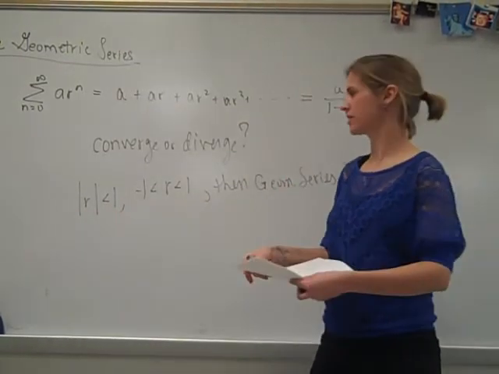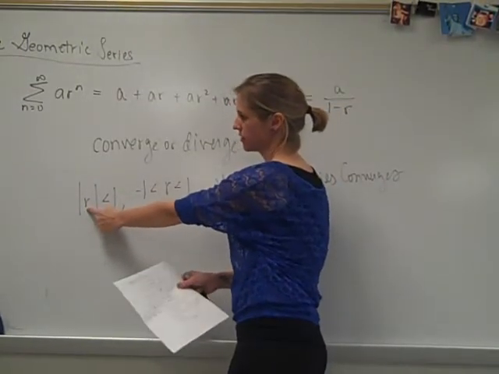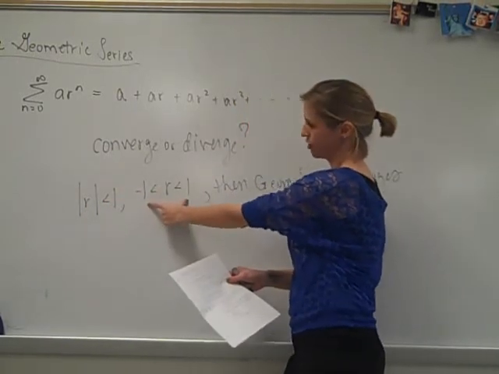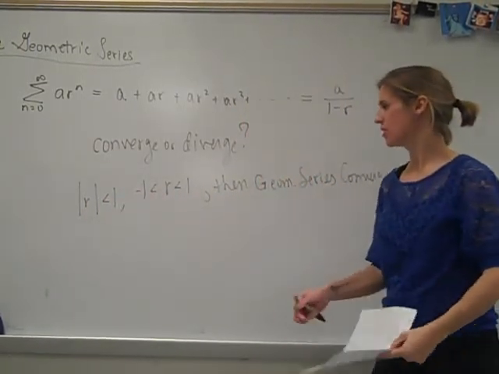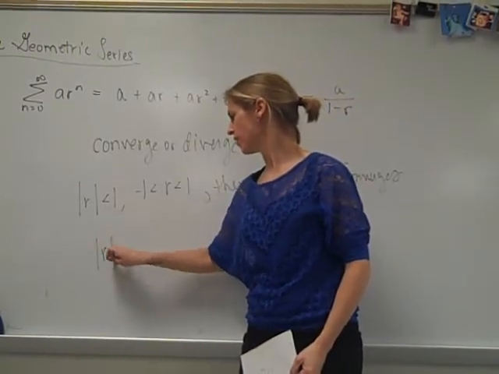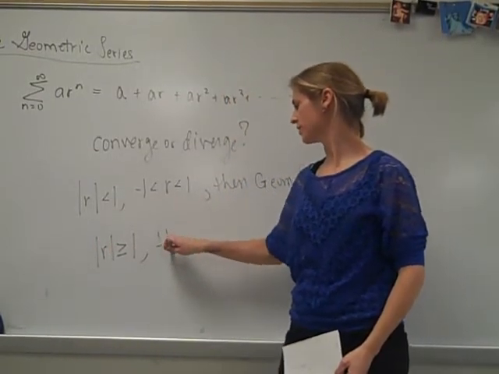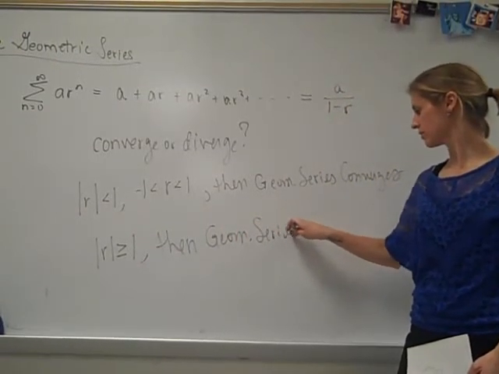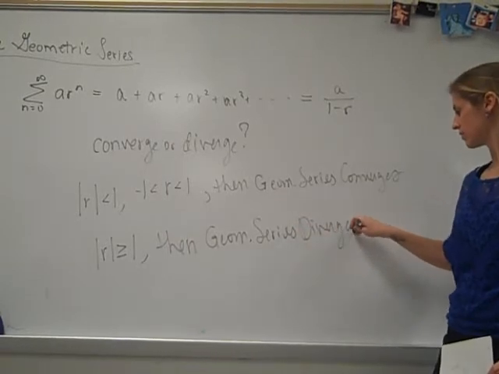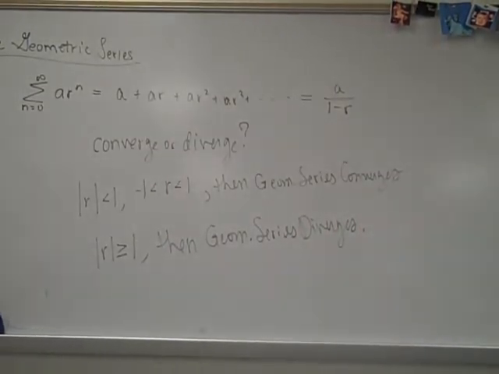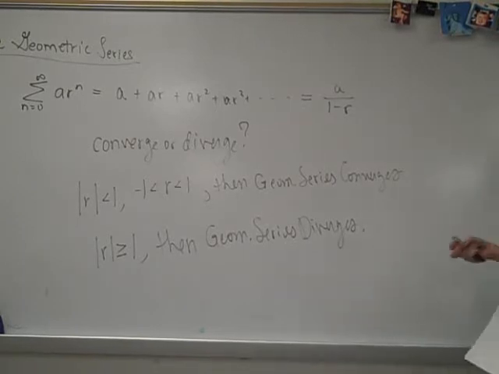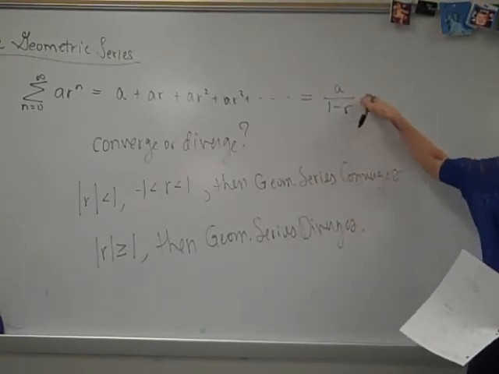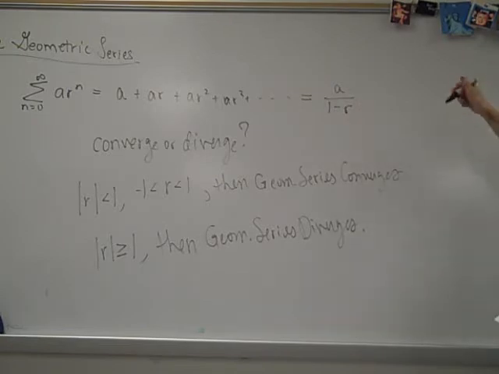If the absolute value of r is less than 1, it means the distance away from 0 that r is, is less than 1. So it's got to be between -1 and 1. And if you write it the other way, the absolute value of r greater than or equal to 1, then the series is going to diverge. So right away, when you're doing a geometric series, you can just look at what r is and decide whether it converges or diverges. If r is between -1 and 1, the series converges, and I can use this formula to find out what the sum is.